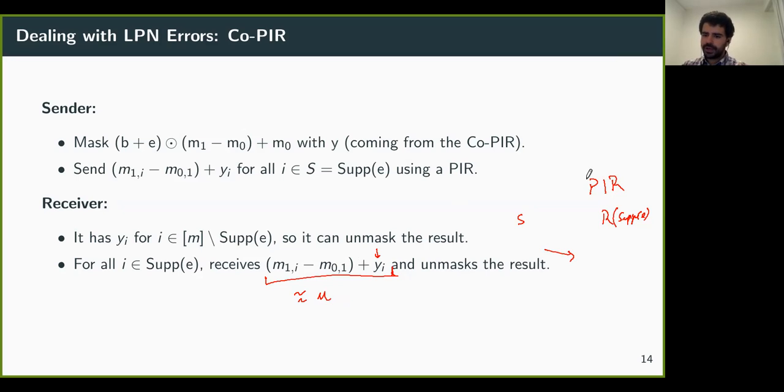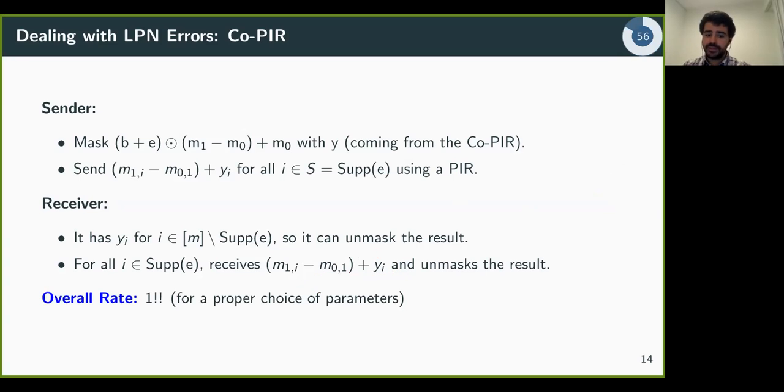Since both the PIR and the co-PIR have communication sublinear in the number of OTs that we're performing, the total communication of the protocol is sublinear, and the rate of the final protocol will tend to 1. Okay.